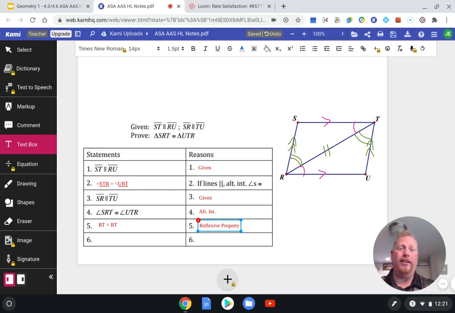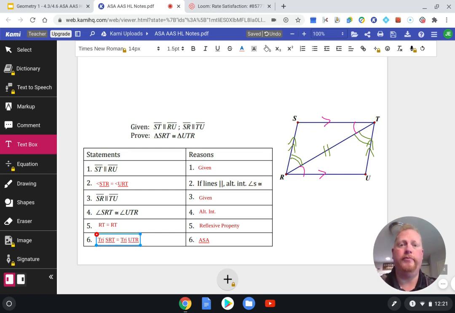So now I have cataloged in my proof one set of angles, two sets of angles, and a side. Now, is that side in between the pink and the green angles? You bet it is. So that's going to be angle, side, angle. And I can say triangle SRT is congruent to triangle UTR.